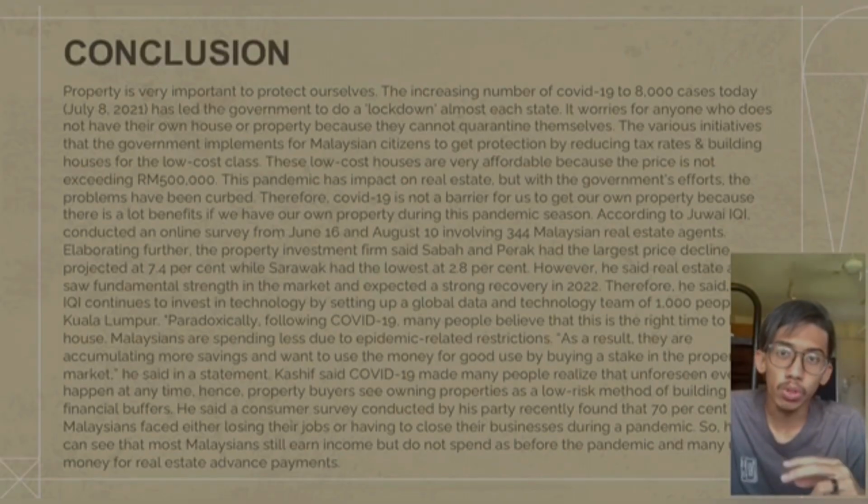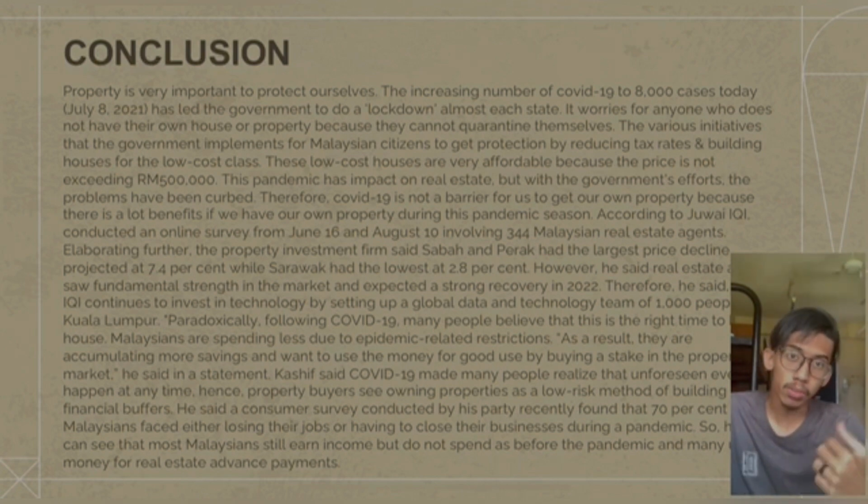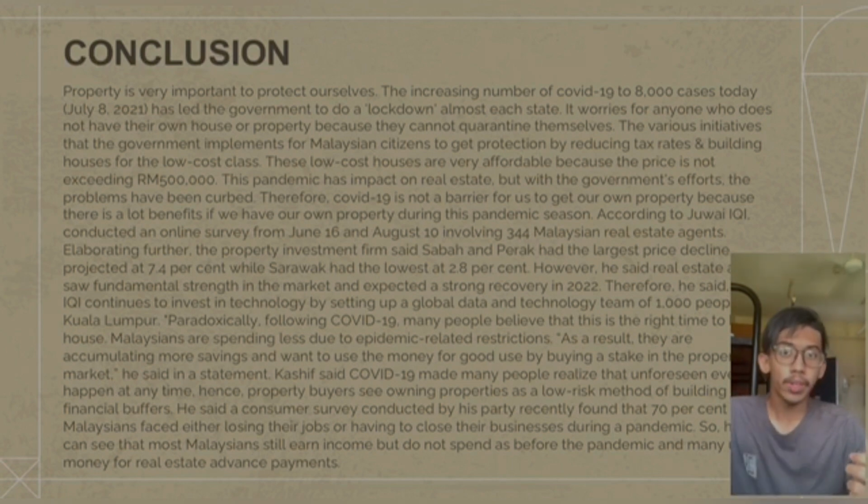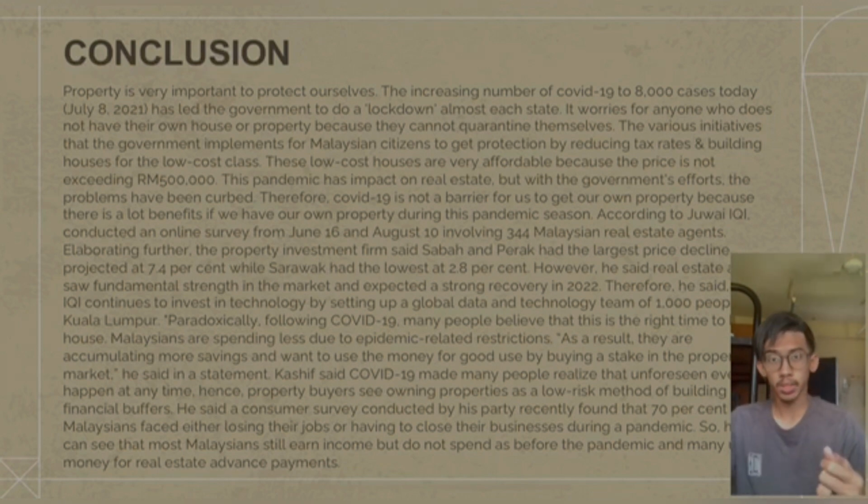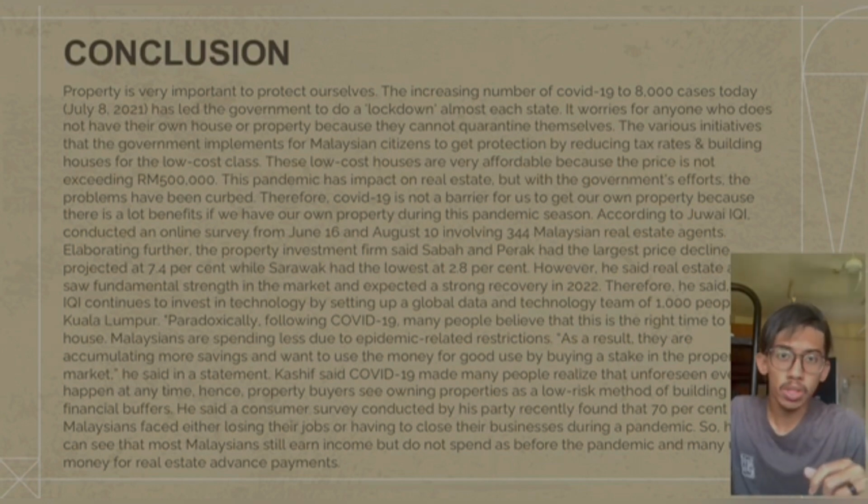Finally, we go to the conclusion. It has been stated that property is very important to protect ourselves. This also worries anyone who does not own a home or property of their own, as they cannot quarantine themselves. These are initiatives that have been implemented by the government for all Malaysians. Lastly, we can see that most Malaysians still earn income but do not spend on necessities, but more on real estate payments. Okay, that's all from our conclusion, and thank you.